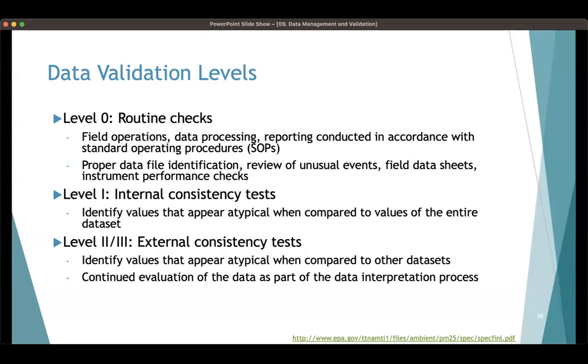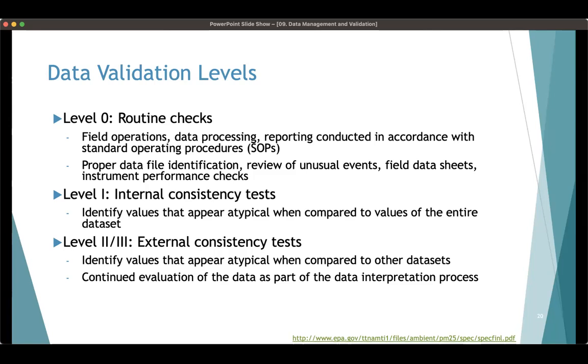And then, next, we have to identify the proper data file identifications. Not only that, we have to review all the unusual events. If there is anything that does not fit, we have to review it. And also our field data sheets, and the instrument performance checks as well. These are a few things we have to consider under these routine checks.